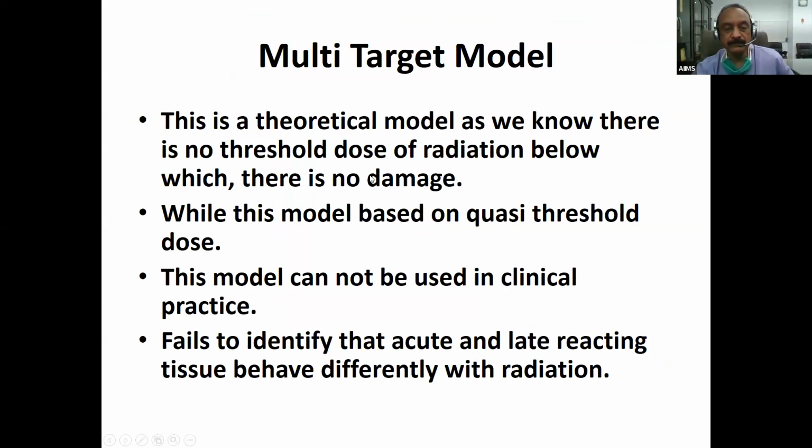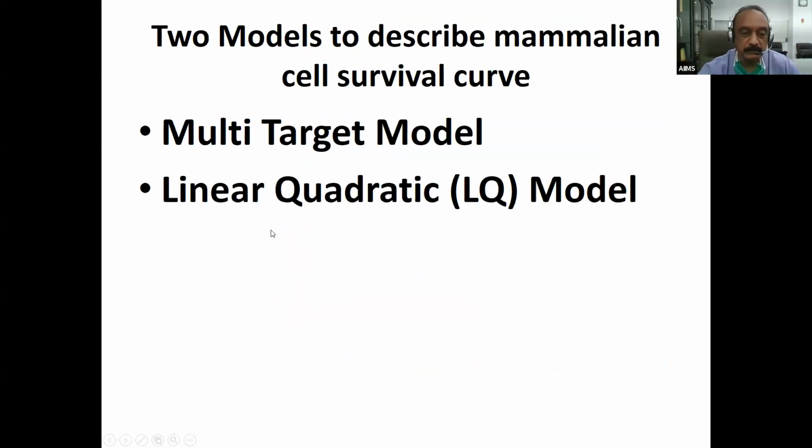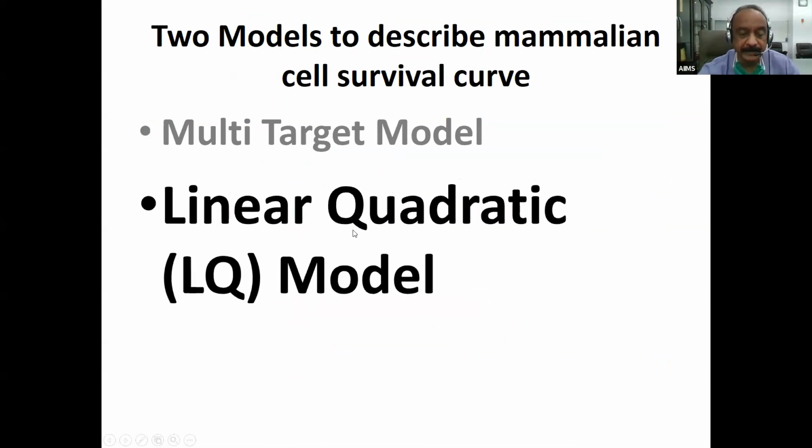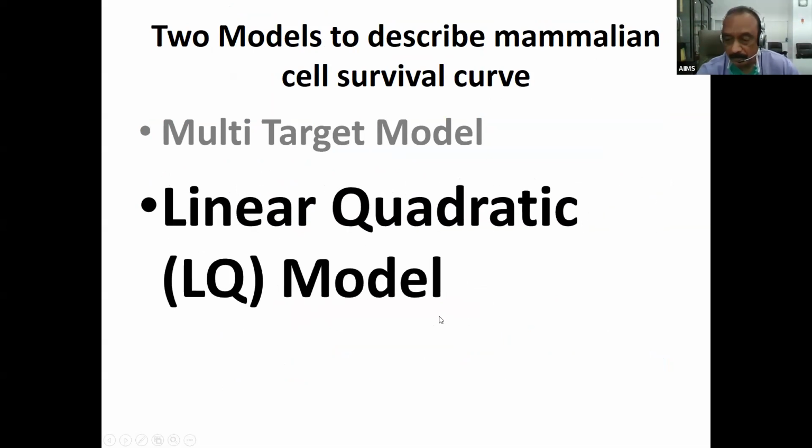So to summarize the multi-target model, this is a theoretical model. As we know, there is no threshold dose of radiation below which there is no damage, while this model is based on a quasi-threshold dose. This model cannot be used in clinical practice, and it fails to identify that acute and late reacting tissues behave differently with radiation. So now let us move on to a more practical model, that is the linear quadratic model.